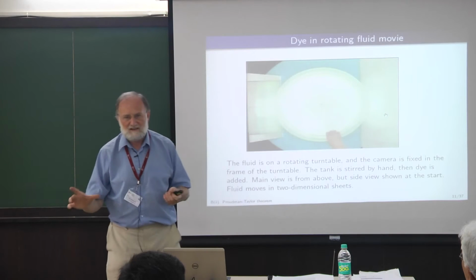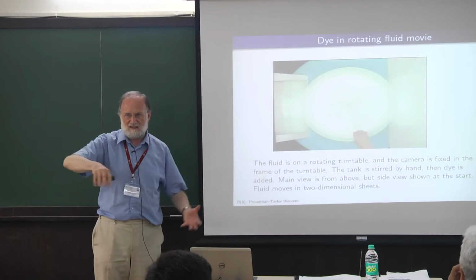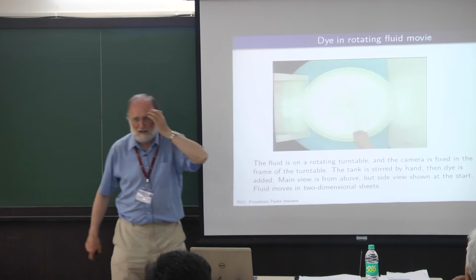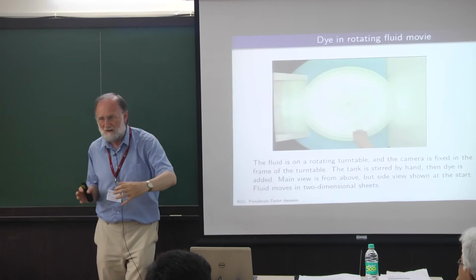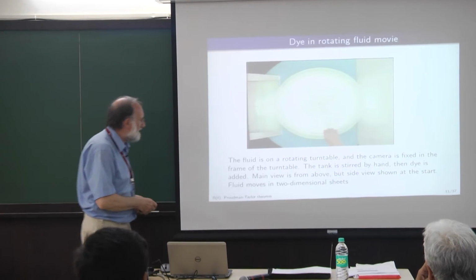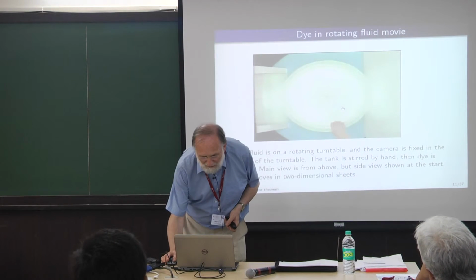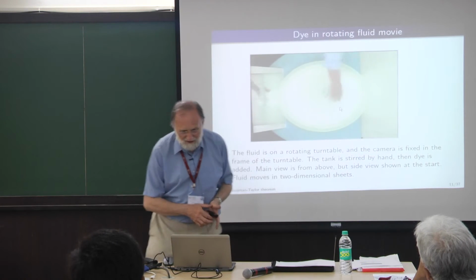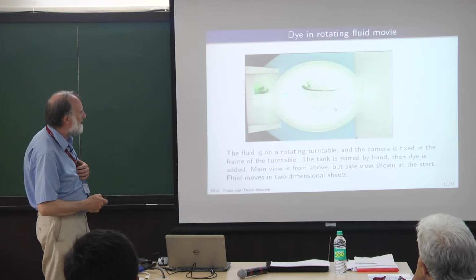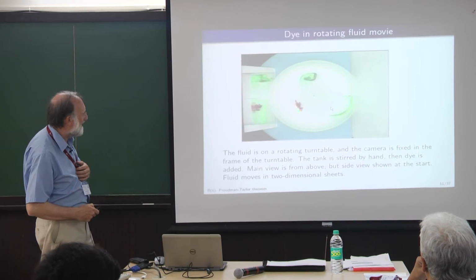Now let's do exactly the same experiment, but now the whole tank is on a rotating turntable, and the chap who's going to put the dye in is standing on that rotating turntable, and the camera's on the rotating turntable. So everything's in the rotating frame of reference, and he's going to do exactly the same thing. Now let's see what happens. Okay, stir it up just like we did before. Then goes the green dye, and a very different picture is emerging here.